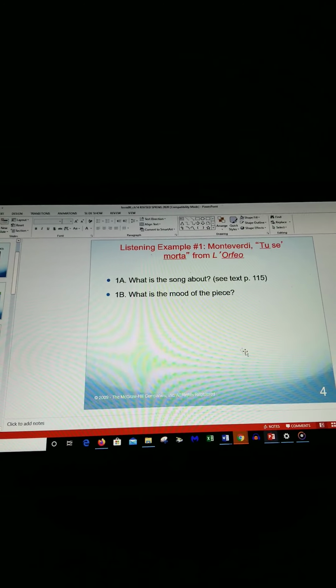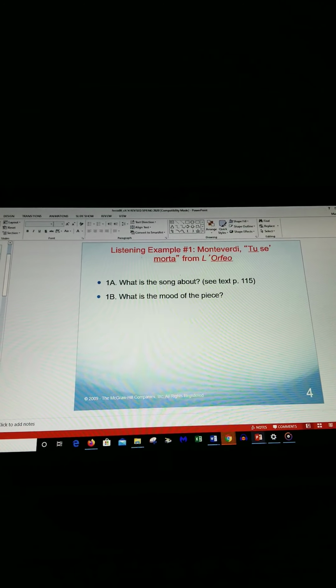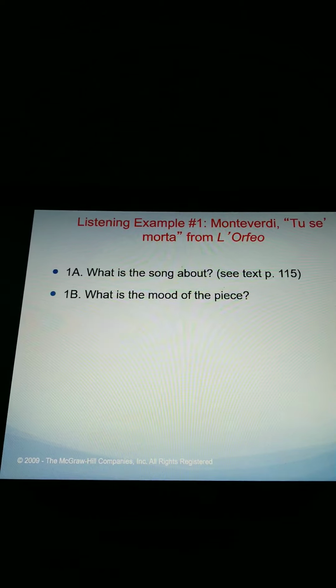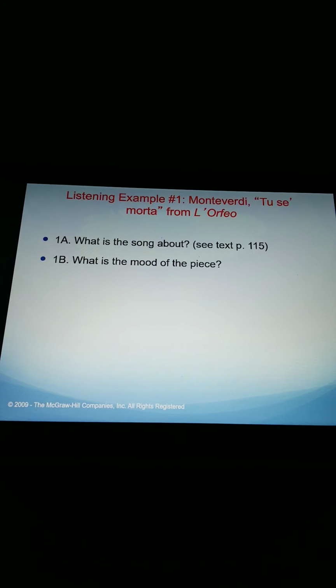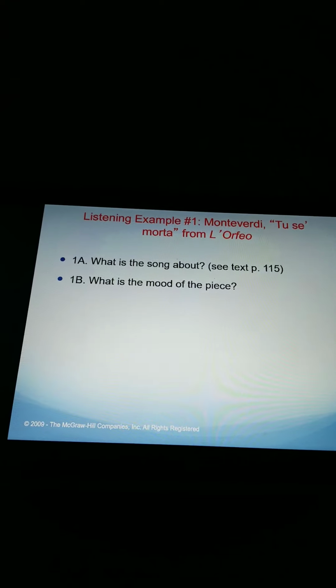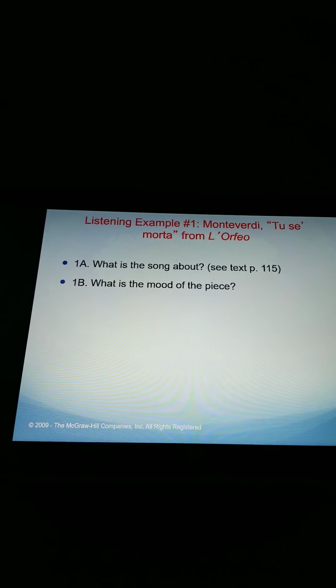All right, that was Tu sei morta from L'Orfeo. Now, for your assignment, you're going to have to look at the following two questions about this song. What is the song about? And we just discussed that. And what is the mood of the piece? And there's another video that explains the directions for the assignment. And of course, it will be posted on Blackboard shortly.